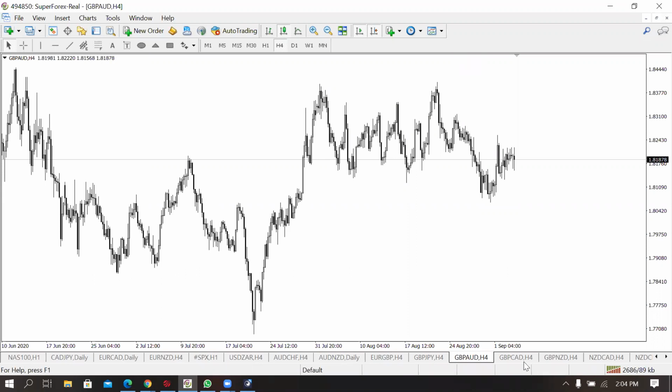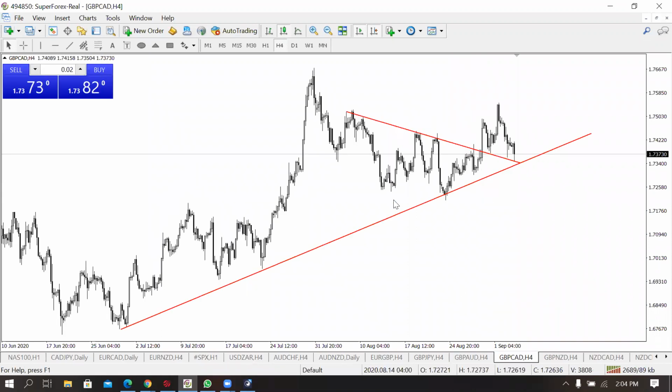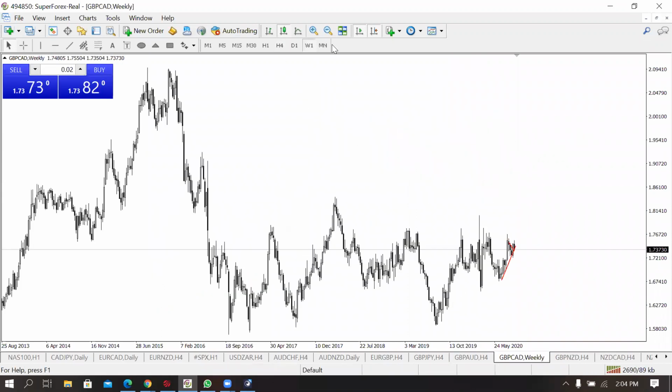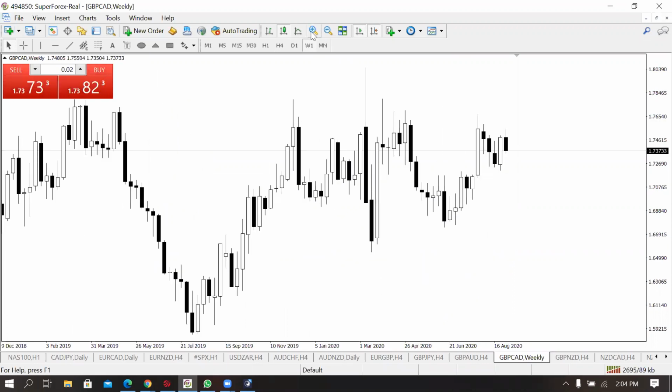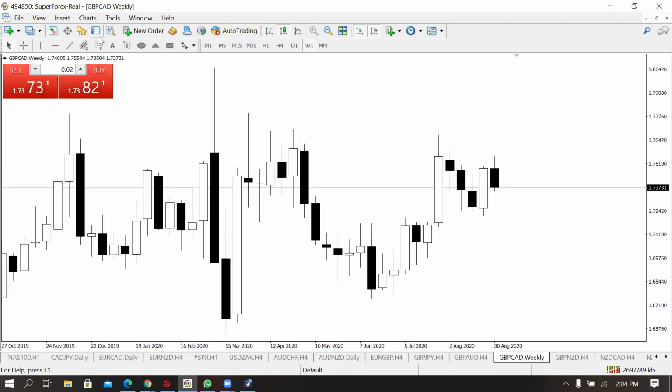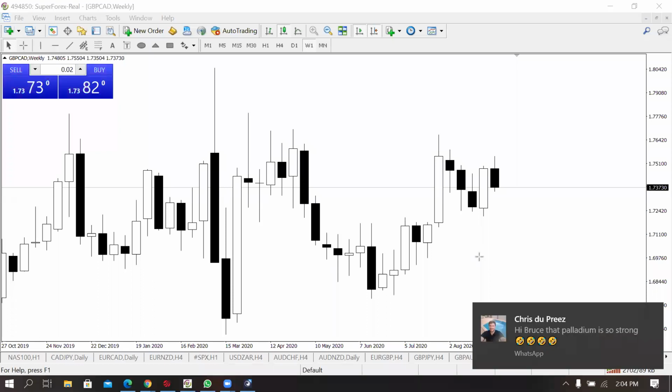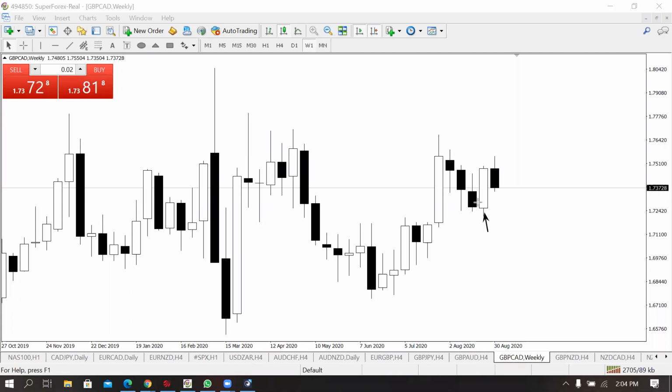So, first of all, let's start with Pound CAD, guys. What you see on Pound CAD, we started on weekly. What I saw on weekly when I just zoomed in is that this level here, price formed something we call a bullish engulfing. As you can see here, this candle is bigger than all these three, so it shows us that it might be pushing all the way up.